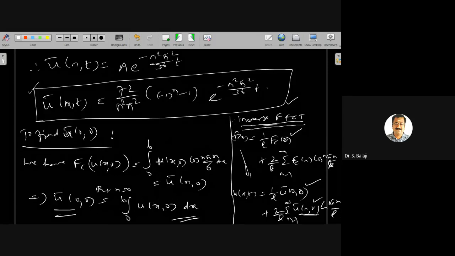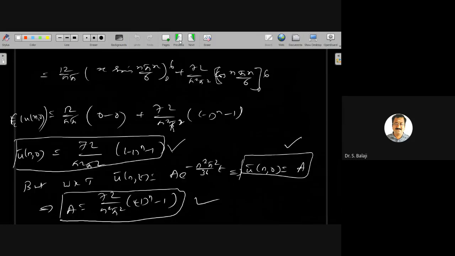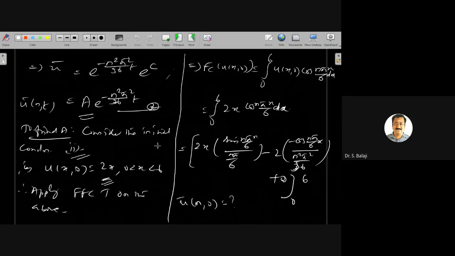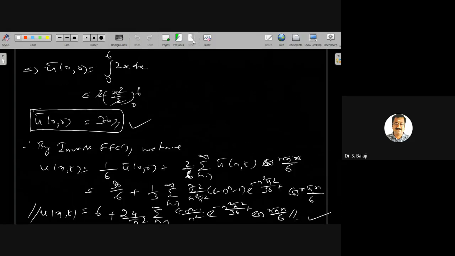u(x, 0) is already 2x, you know that this is 2x. So substitute that function, the integral of 2x dx, and you get 36. Our answer will be 36, so u bar of 0 comma 0 equals 36. So for all Fourier cosine transform problems, you have to find u bar of 0 comma 0 separately.